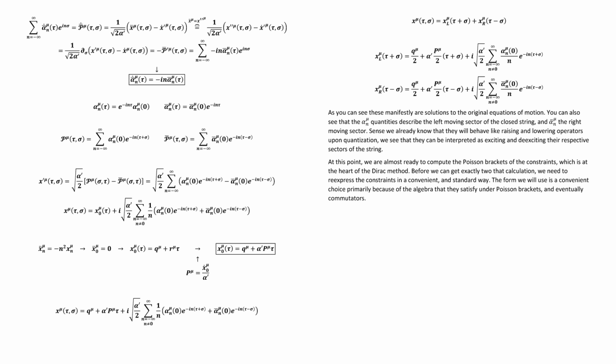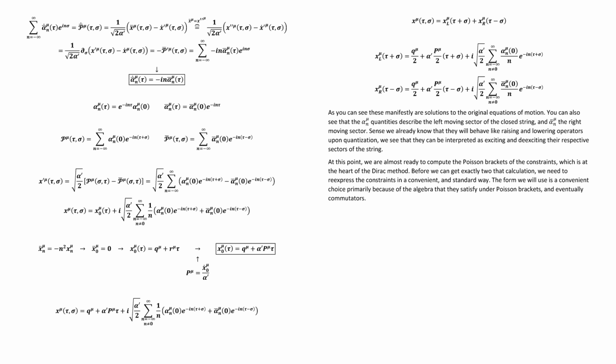At this point, we're ready to compute the Poisson brackets of the constraints, which is at the heart of the Dirac method. Before we can get exactly to that calculation, we need to re-express the constraints in a convenient and standard way. The form that we'll use is a convenient choice, primarily because of the algebra that they satisfy under Poisson brackets and eventually commutators.